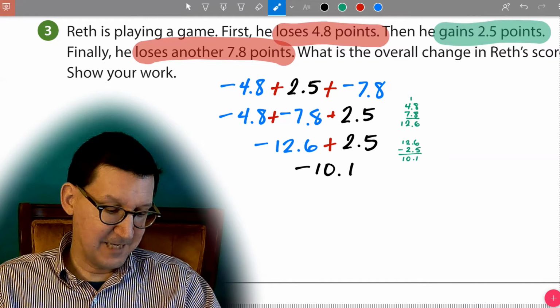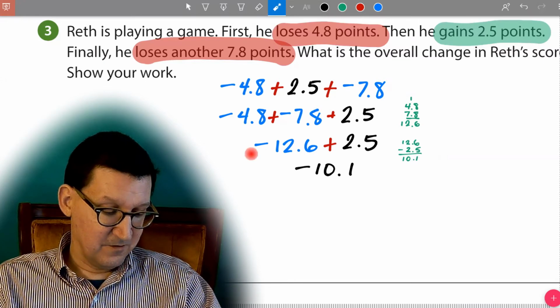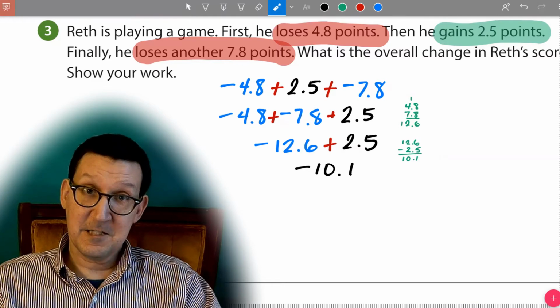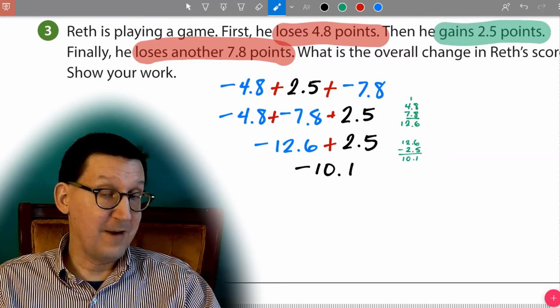So I got negative 12.6. So negative 12.6, then we're adding 2.5. A negative and then a positive, we're adding together. That means we are subtracting.